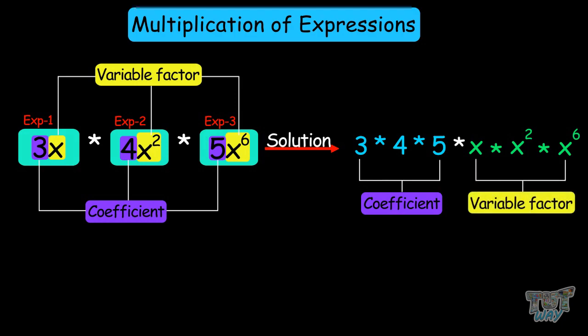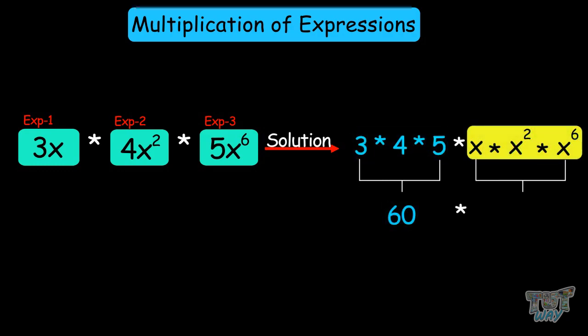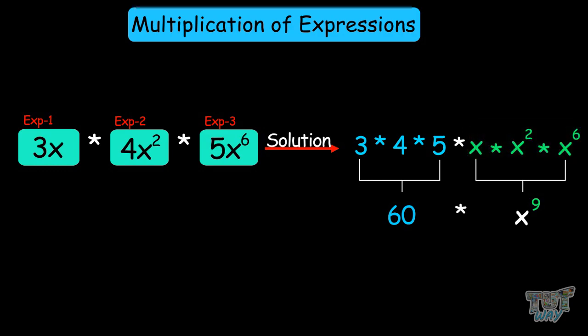These are the variables. So first, we multiply coefficients to get 60. Once again, these all have the same base, so we just need to add up their exponents. So here we have x to the power of 1 times x squared times x to the power of 6. We add up the exponents, and we get x to the power of 9. So we have 60 times x to the power of 9, which becomes 60x to the power of 9.